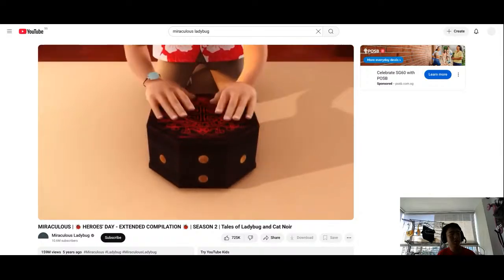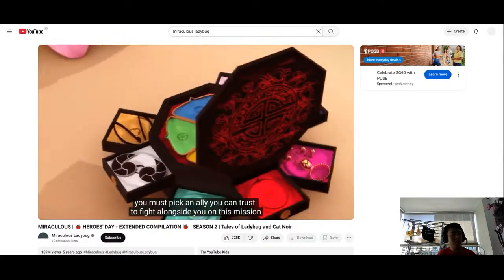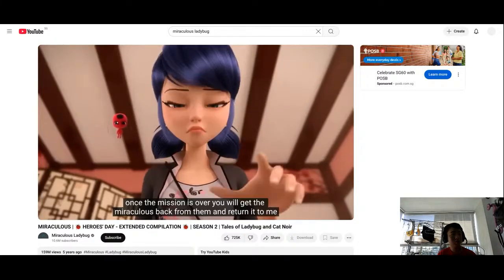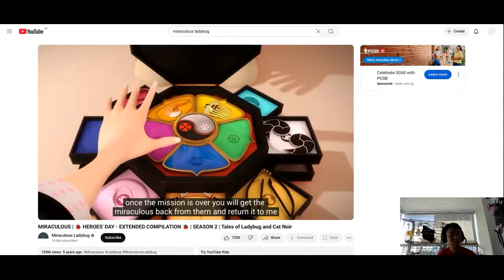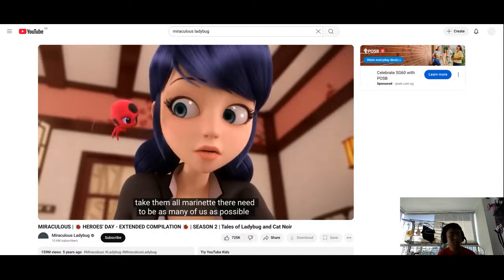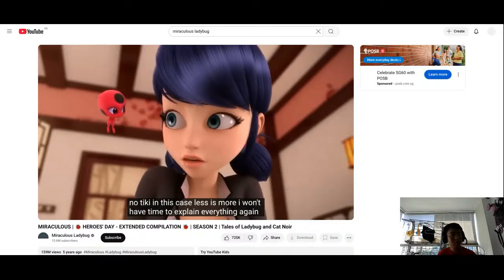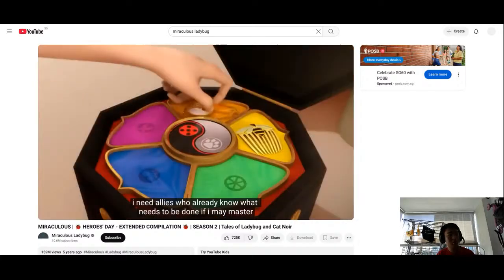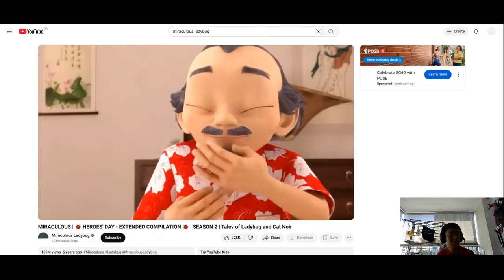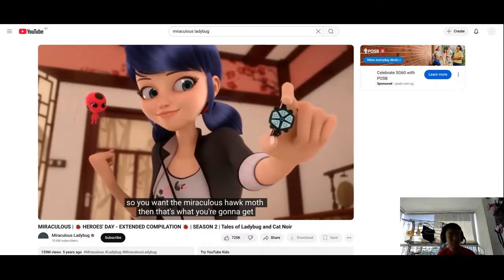Marinette Dupin-Cheng, you must pick an ally you can trust to fight alongside you on this mission. Once the mission is over, you will get the miraculous back from them and return it to me. Take them all, Marinette. There need to be as many of us as possible. No, Tiki, in this case, less is more. I won't have time to explain everything again. I need allies who already know what needs to be done. If I may, Master? So you want the miraculous as Hawkmoth? Then that's what you're gonna get.